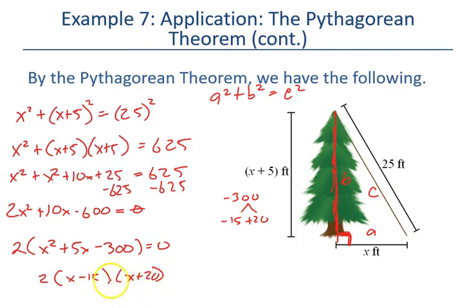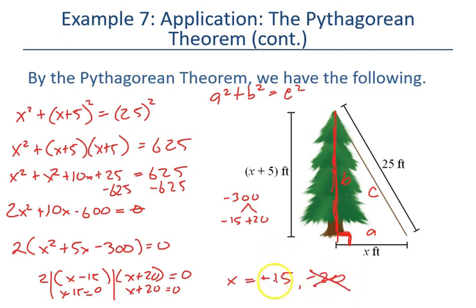When we set this all equal to 0, we've got x minus 15 is equal to 0, and x plus 20 is equal to 0, and we get x is equal to a positive 15 and a negative 20. Look here, negative 20 does not make any sense, but 15 does. So we know the length that we're looking for is going to be 15. So it's going to be 15 feet.